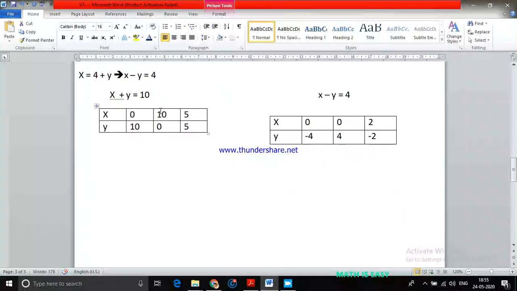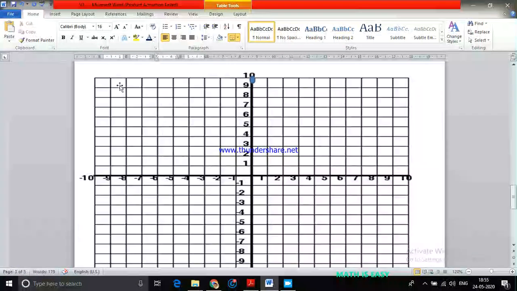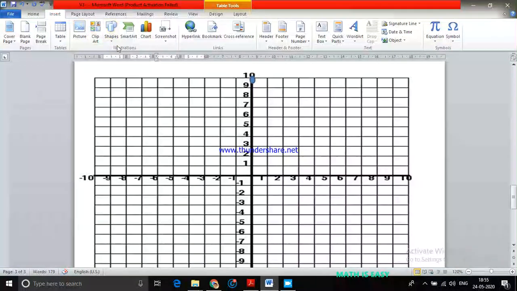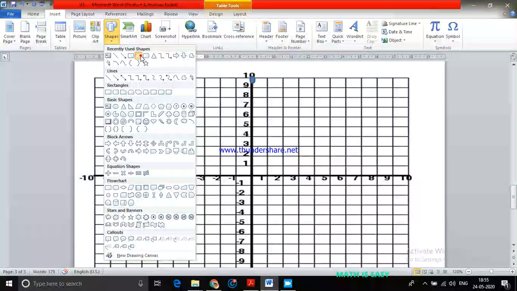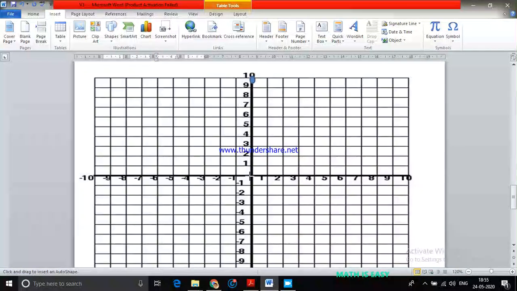And my second point is 10, comma 0. X is 10 and y is 0. So where does the point lie? X is 10 means I'll go till 10, and y is 0 means no moving up and no moving down, because y is 0.